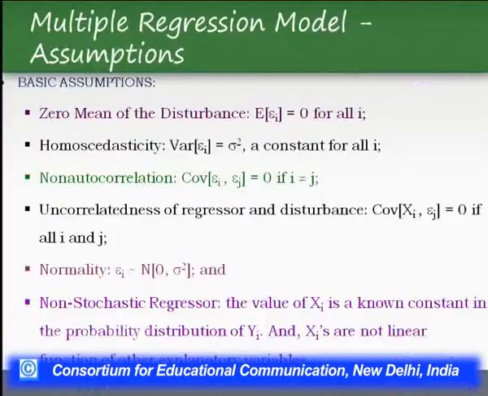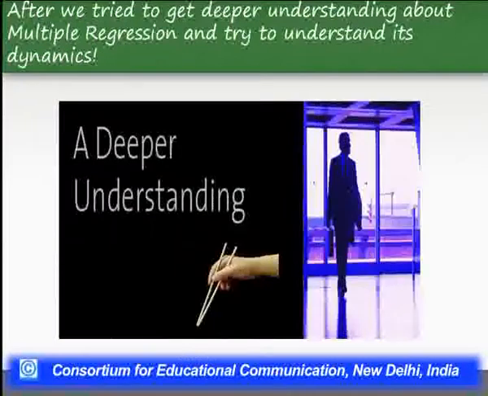And another is the normality, that is εi follows a normal distribution with zero mean and constant variance. Non-stochastic regressor, the value of xi is known and constant over the probability distribution of yi, and xi's are not a linear function of other explanatory variables.